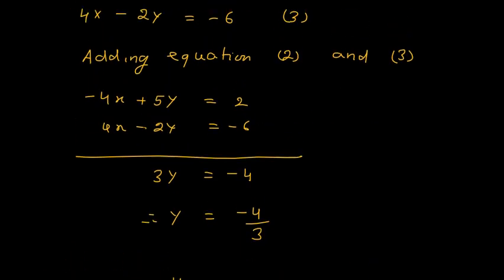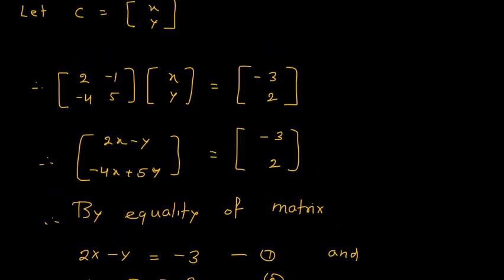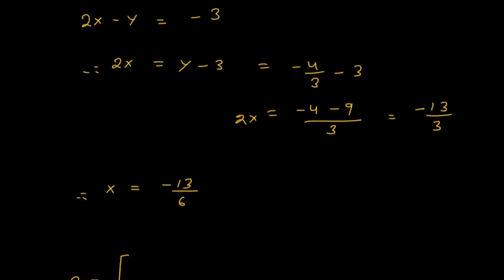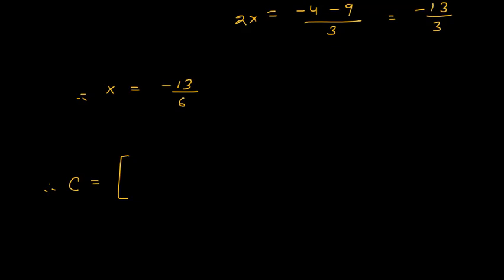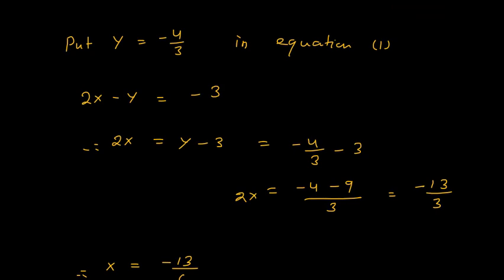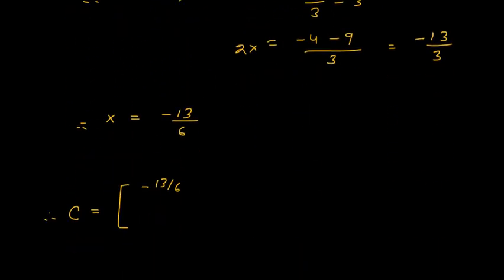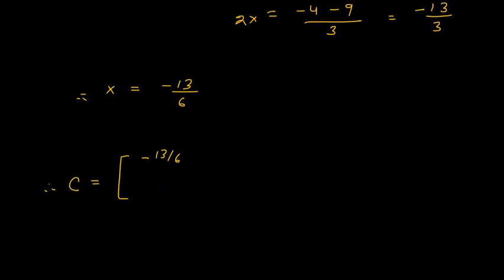So therefore C is equal to, we have what we assumed, C is x y, vertically x y. So x is minus 13 by 6 and y is, what is the value of y? Minus 4 by 3. It is minus 4 by 3. So this is our C.